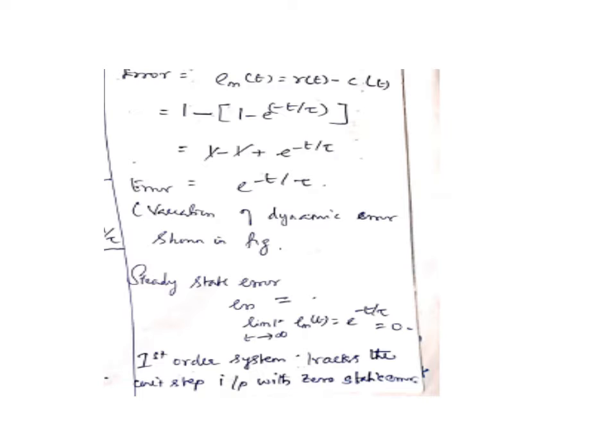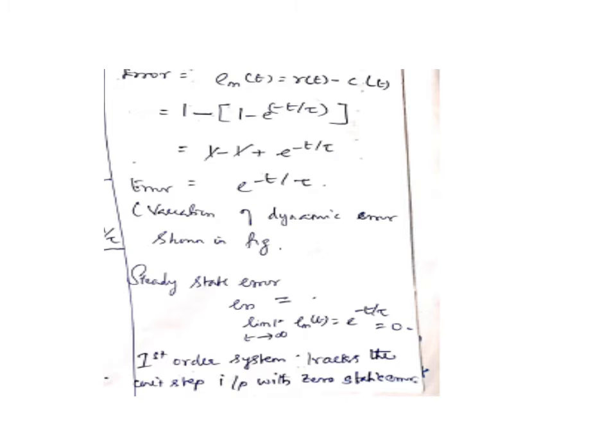This is the variation of dynamic error, shown in the figure. And steady state error, ESS, this is again a formula, right? ESS, steady state error, is given as limit t tends to infinity, em of t. At time t tends to infinity, in this equation we have to substitute what happens if t tends to infinity. Okay, e power minus infinity is nothing but a decaying one.